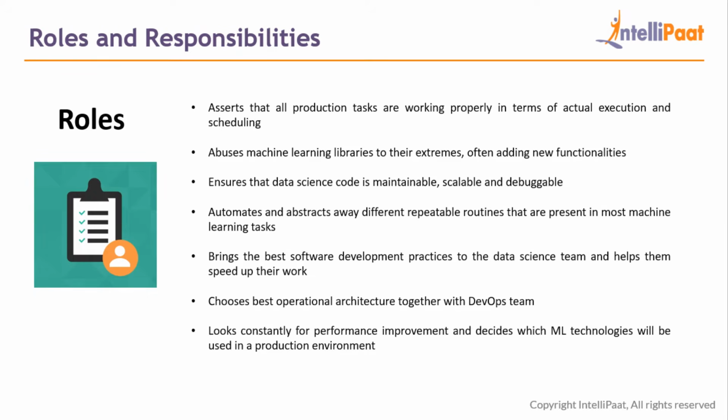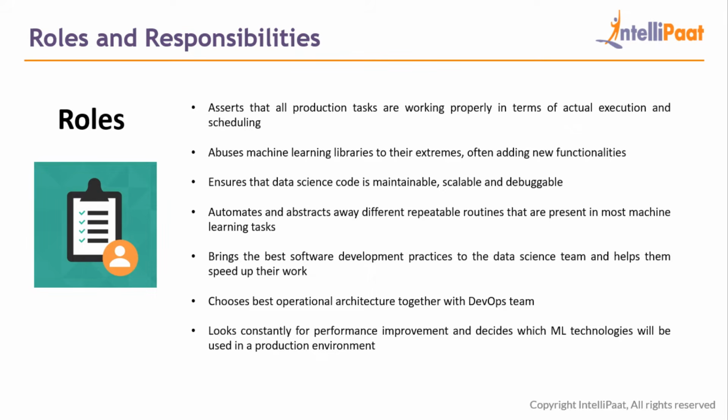So what are the different roles that are expected out of a machine learning engineer, guys? Well, it says that you're supposed to assert all the production tasks to check if they're working properly in terms of execution and scheduling. Well, good enough. You'll be checking execution and scheduling as well. You need to abuse machine learning libraries to their extremes, and this will lead to adding new functionalities, exploring new ways that you can sell your product better, make your product better, engage with different audiences, and so much more.